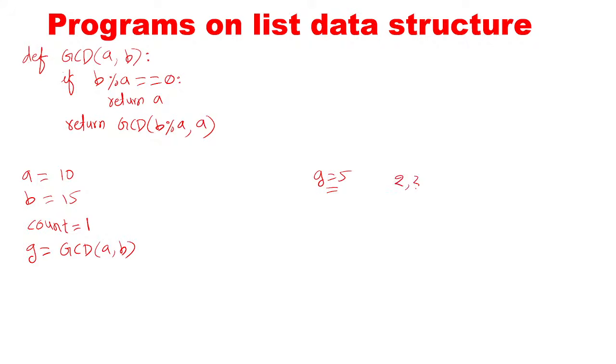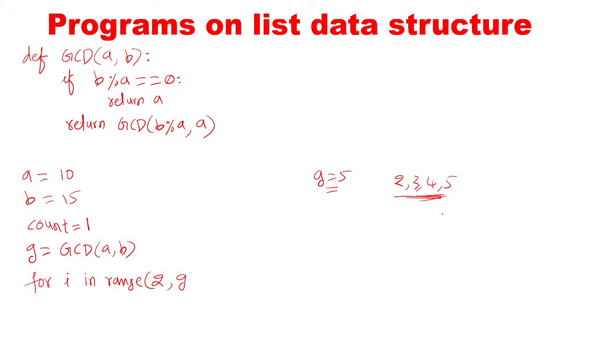That means check with 2, 3, 4 and 5. Then you count. So that logic we need to implement. To generate this sequence 2, 3, 4, 5, what do we need to use? We need to use a for loop here. By using the range function, for i in range from 2 up to g.